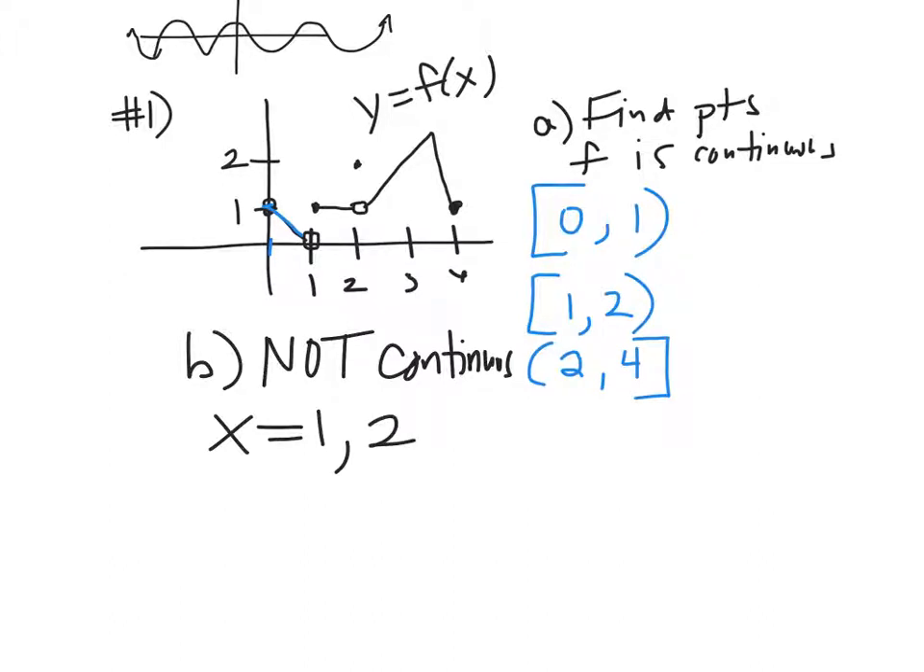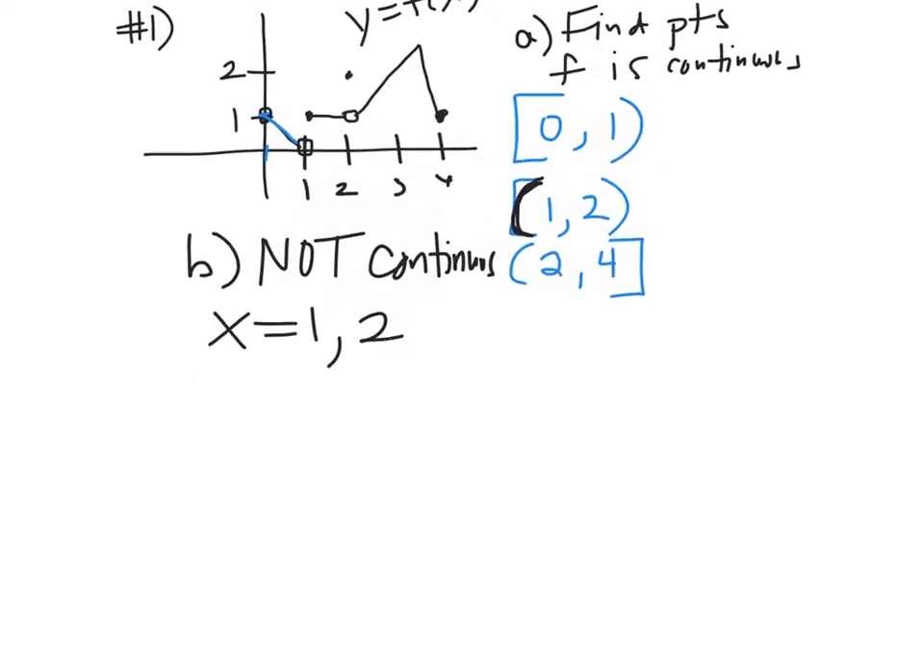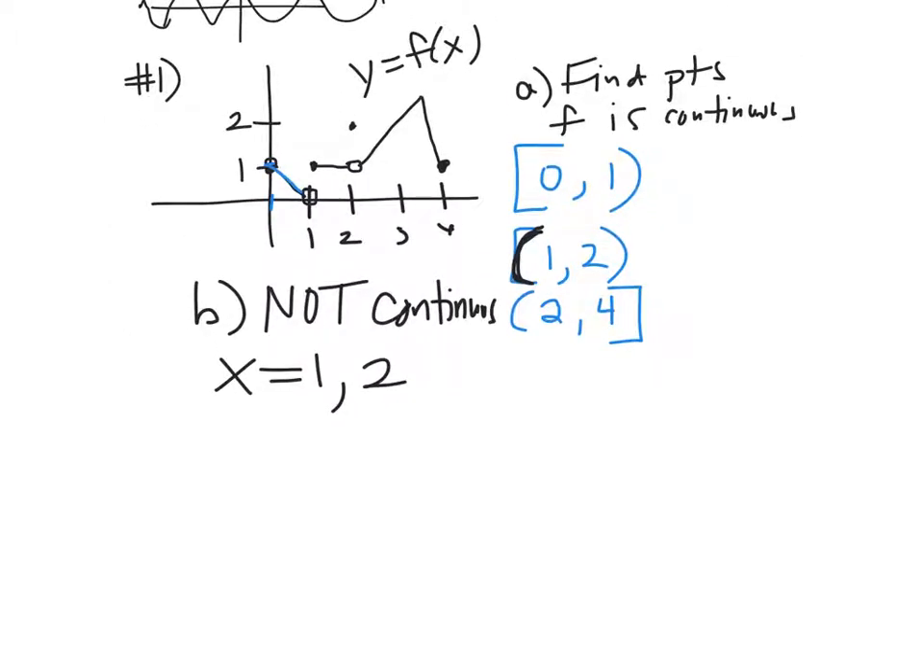And I don't like that. I'm thinking this shouldn't be a bracket here. I'm thinking it should be a parenthesis. I'm going to change that, because how can it be continuous and not continuous? So we'll go 1 to 2. I'm sure you were thinking the same thing.